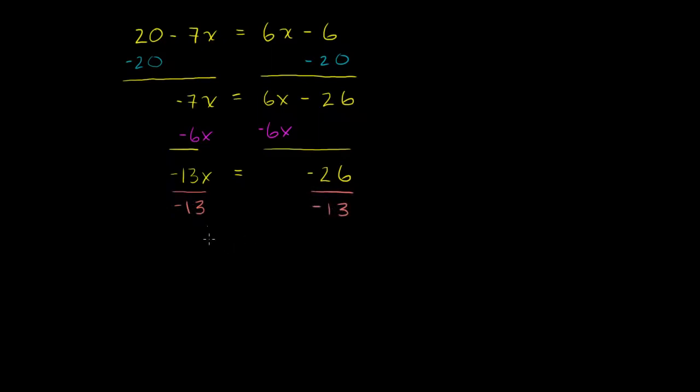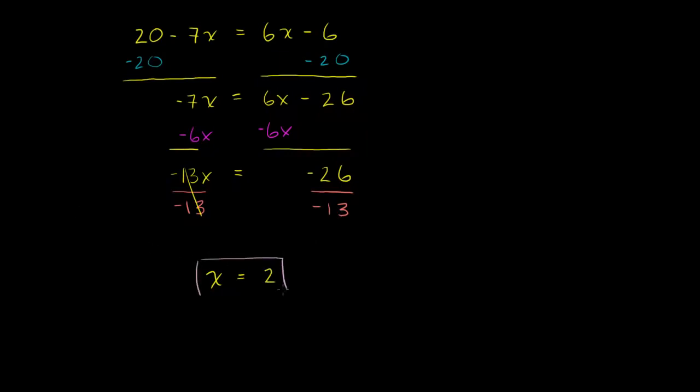Now, what does the left-hand side become? Negative 13 times x divided by negative 13. That's just going to be x. You multiply something times x divided by the something, you're just going to be left with an x. So the left-hand side just becomes an x. X is equal to negative 26 divided by negative 13. Well, that's just positive 2. Right? A negative divided by a negative is a positive. 26 divided by 13 is 2. And that is our answer.